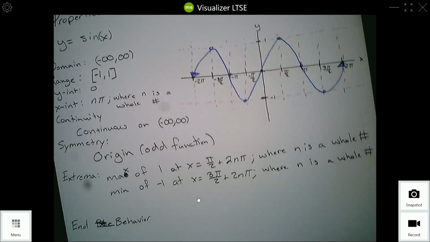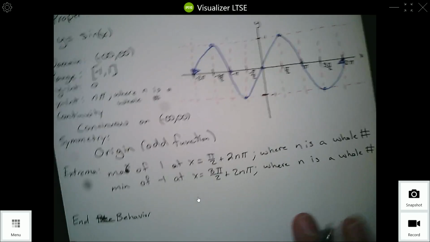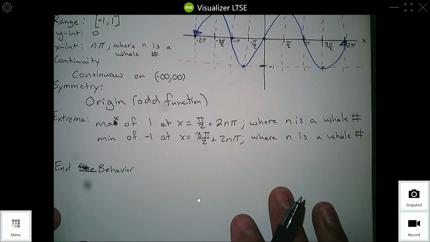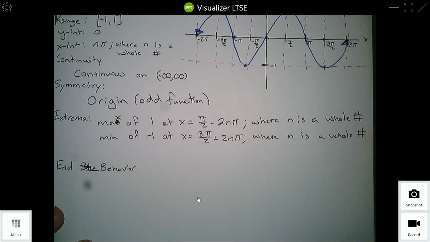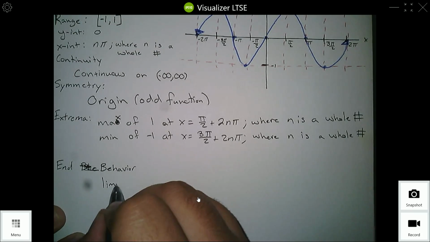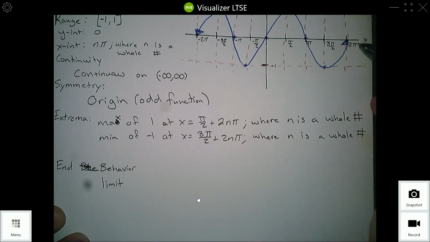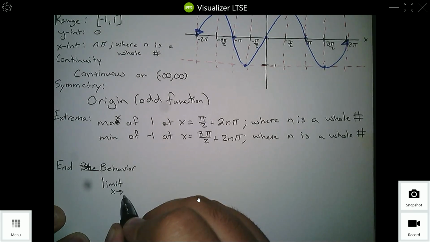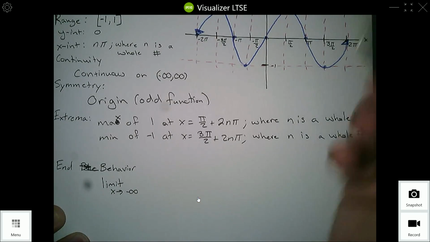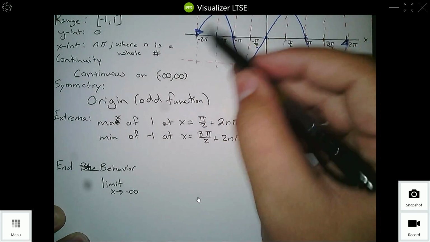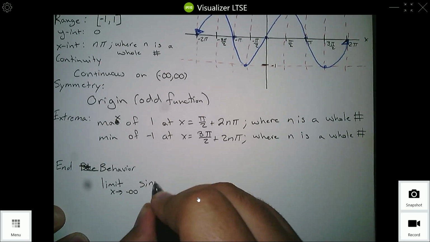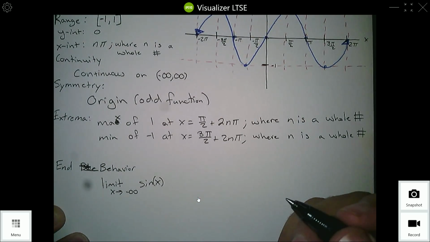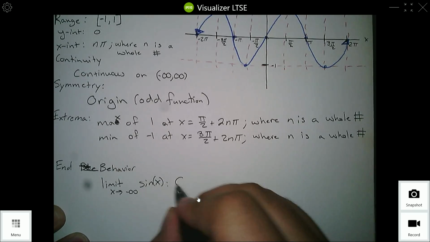And the last thing we're going to talk about is end behavior. So end behavior for us, sorry, I hope that didn't split on y'all, is what's happening as this thing goes to infinity and negative infinity. Okay, so what we kind of say for this one is, does the limit exist? Is there some number it approaches? For us, it doesn't approach anything. So we say the limit as x approaches negative infinity. So as x goes to negative infinity, is there a value it approaches? So limit of sine x. Okay, and that does not exist.